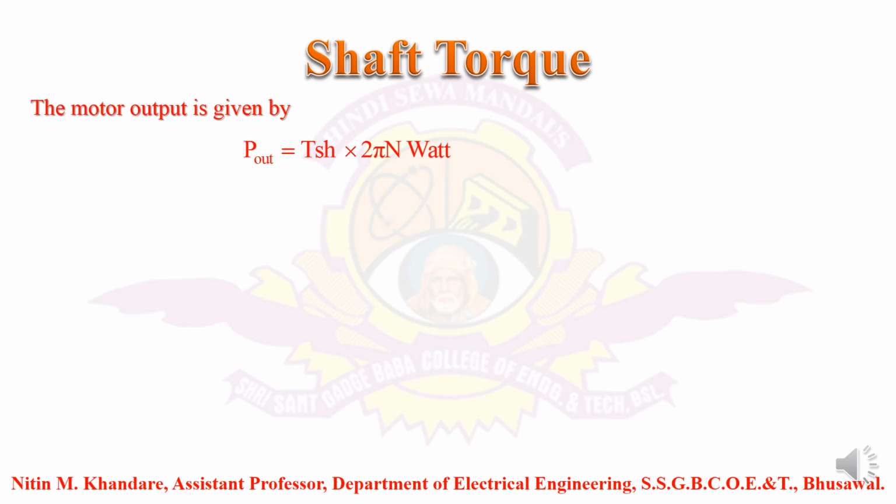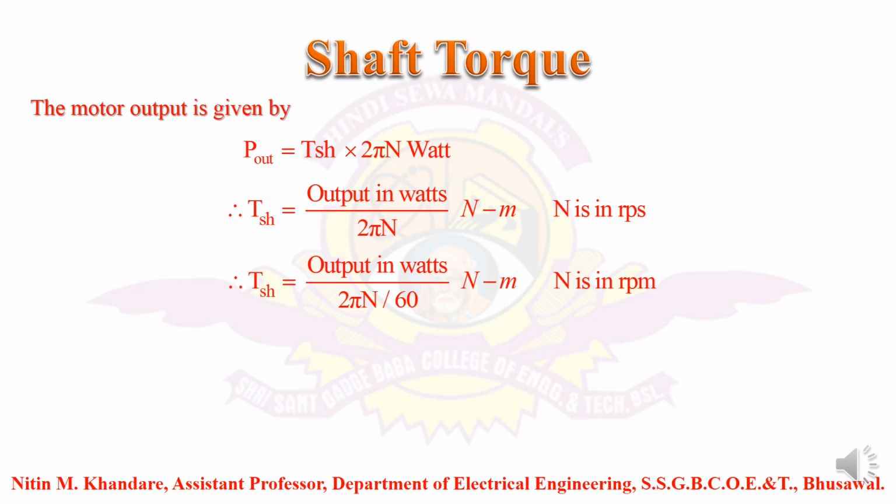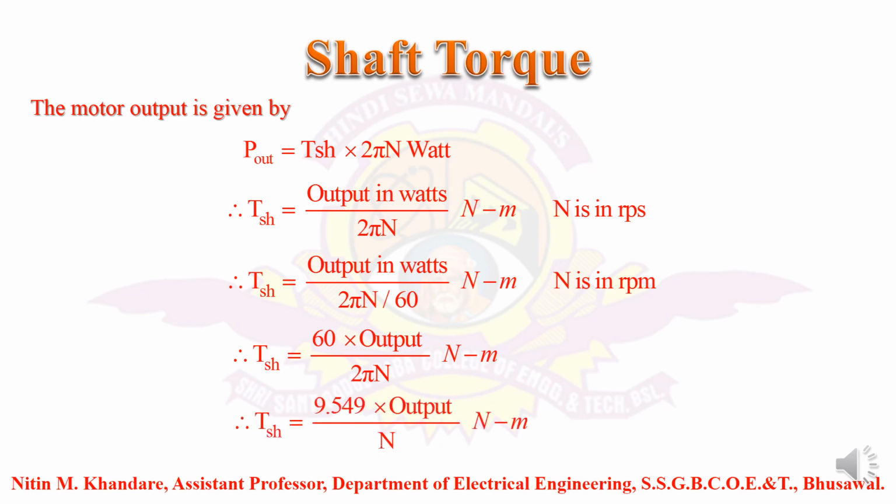So by rearranging the equation, we get Tsh as output power in watts upon 2 pi n Newton meter if n is in rps, and if n is in rpm then we get Tsh equals output in watts upon 2 pi n upon 60 Newton meters. Then by calculating the constant, again we get Tsh equals 60 into output in watts upon 2 pi n. By calculating the constant, again we reach the same conclusion that Tsh equals 9.549 into output power upon n in rpm in Newton meters.